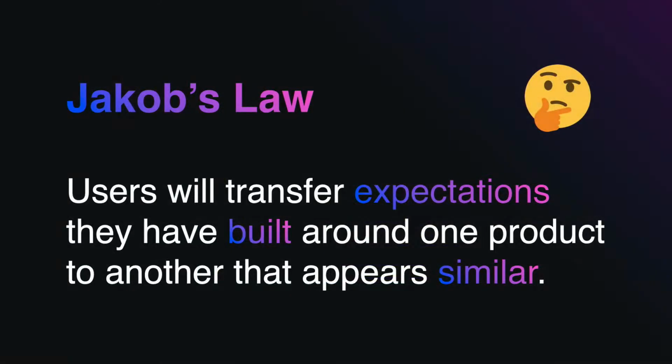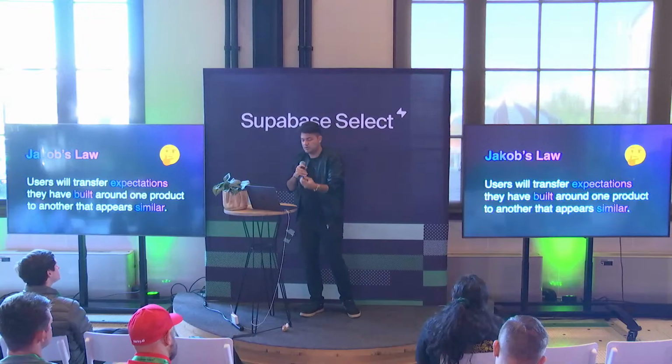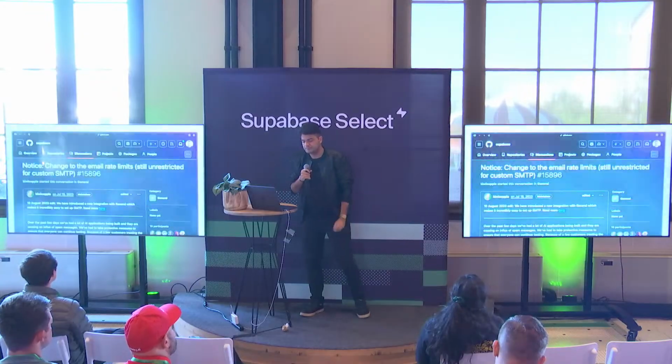So there's Jakob's law, which says that users will transfer the expectations they have built around one product to the other. So you want to leverage that to your benefit. If you're building a developer tool, imitating some of the UX patterns that GitHub has, for example, is a good idea. Users are already used to the concept of PRs and organization. So you want to lean on those concepts.